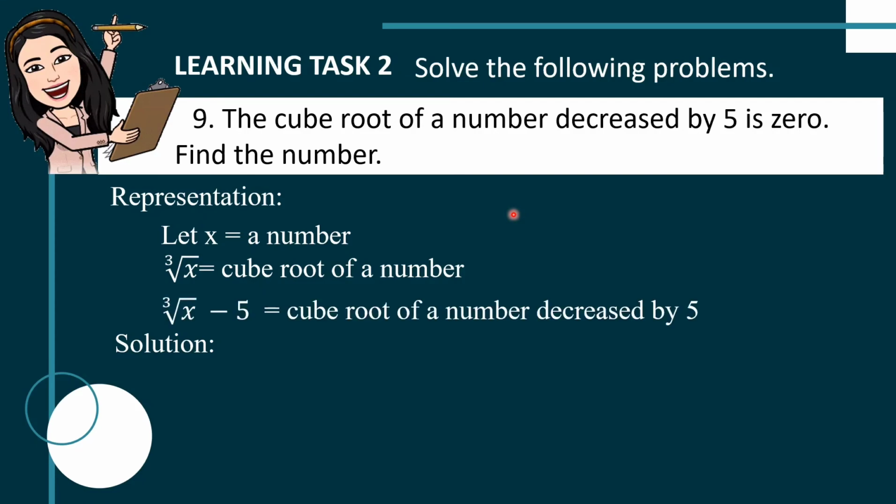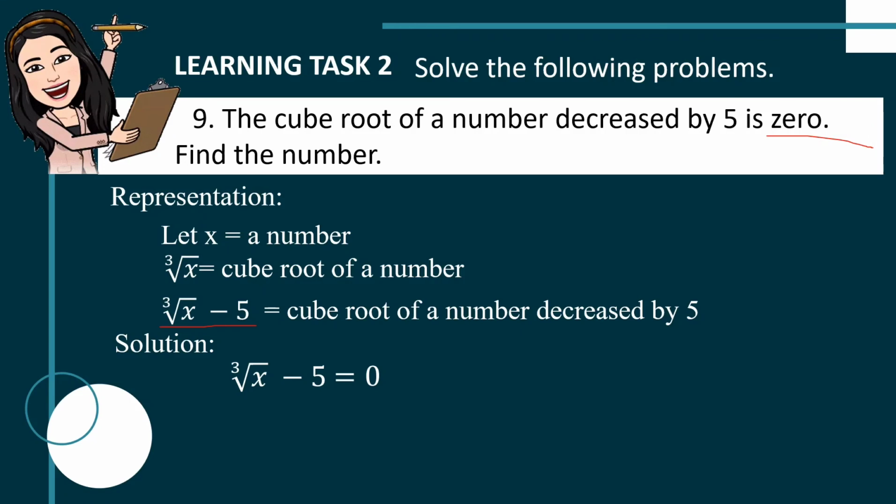Ang cube root of x, binawasan ng 5, ay binawasan by 5. So that is cube root of x minus 5. So ito po yan. Okay, naunawaan? Now, let's form an equation. The cube root of a number decreased by 5 is equal to? Yes, that is equal to 0. So, we can form that equation: cube root of x minus 5 equal to 0.